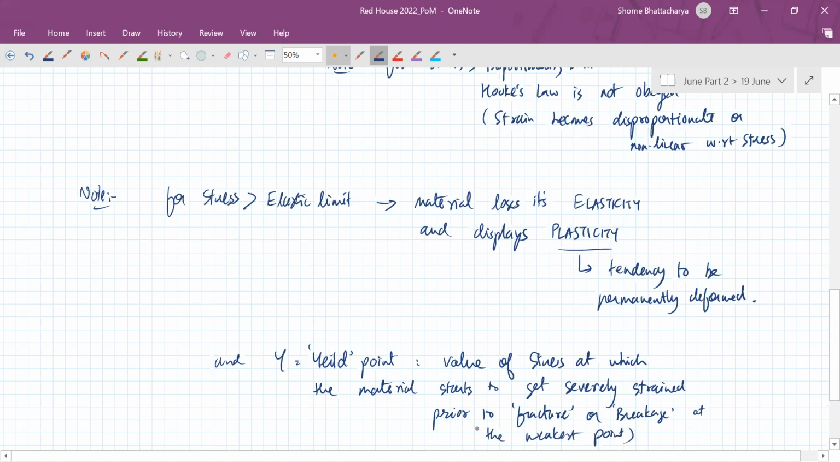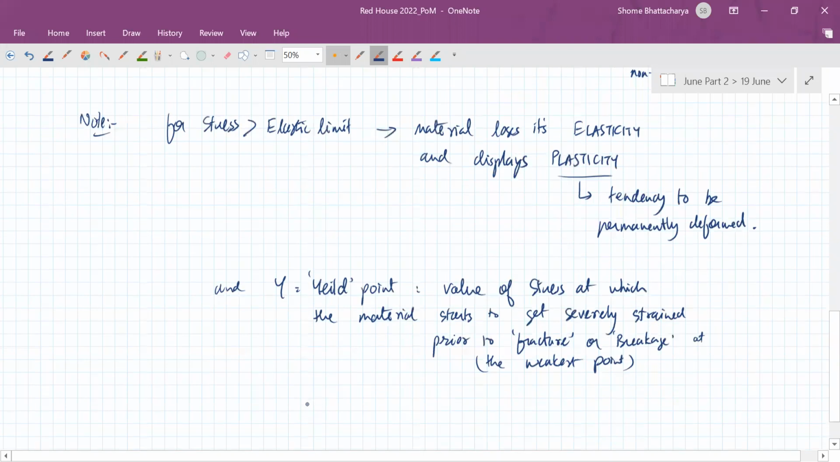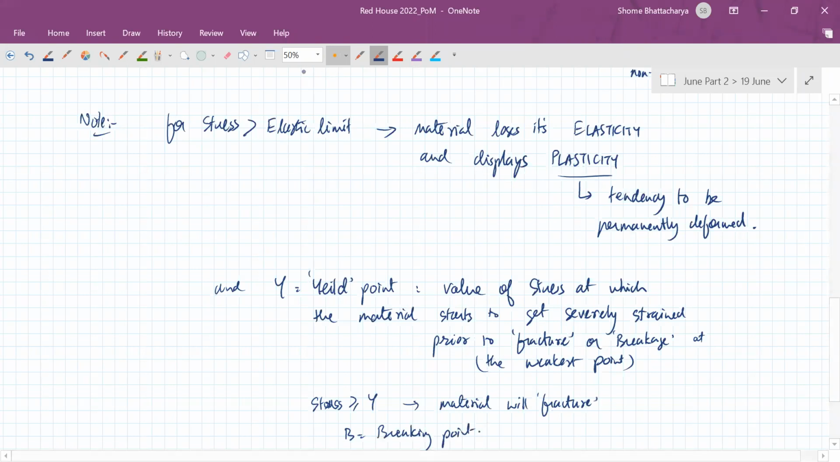At the weakest point. So basically, the moment your stress becomes greater than or equal to the yield point stress, the material will fracture. And B is the breaking point. So all this comes from experimental analysis.